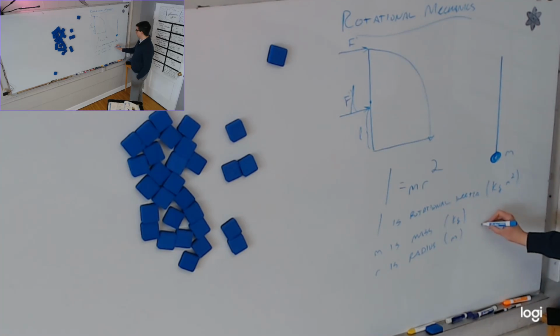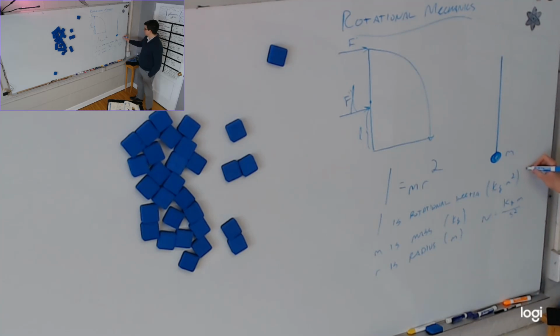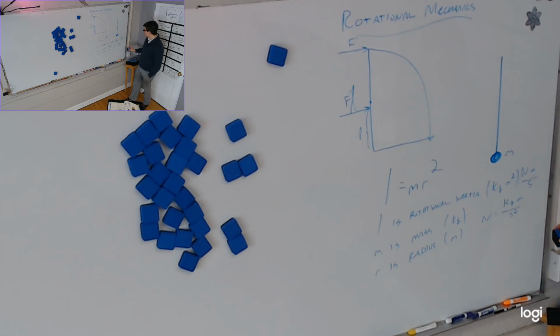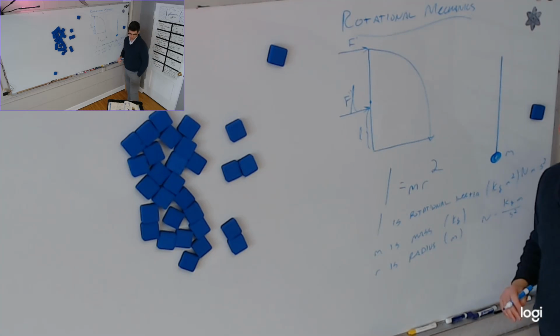And how does that relate to Newtons? Remember, 1 Newton equals 1 kilogram meter per second squared. And so we could also rewrite this as Newton meter per second squared. The unit we usually use is kilogram meter squared.